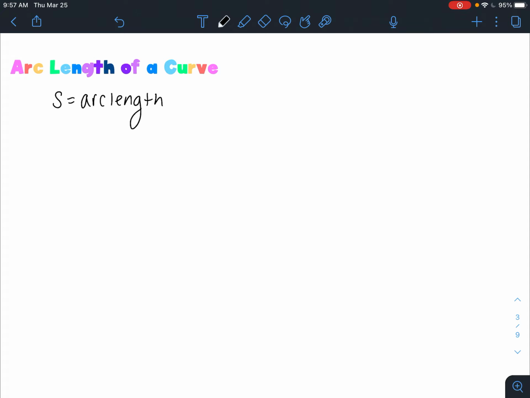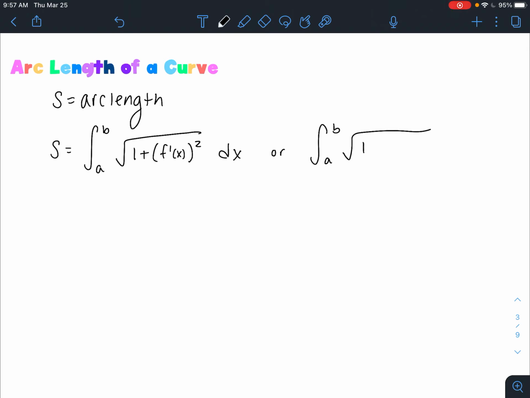But our arc length is equal to the integral from a to b of the square root of 1 plus the derivative squared dx, right? Or you can take this as a dy integral as well. So f prime of y all squared dy.